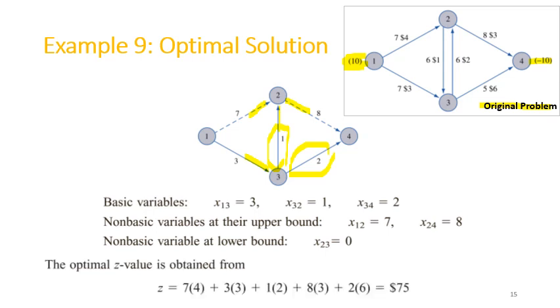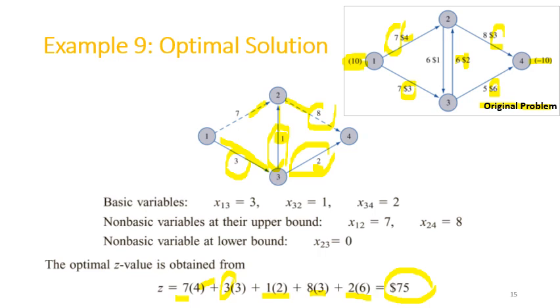And then the optimal Z value, or the total cost of the solution, is $75, which you obtain by multiplying the number of flow, 7 here from 1 to 2 times $4, and then 3 units here from 1 to 3 times $3, and then 1 unit here times $2, 8 units here times $3, and then finally 2 units here times $6 of that cost. So the total cost is $75 for the optimal solution.